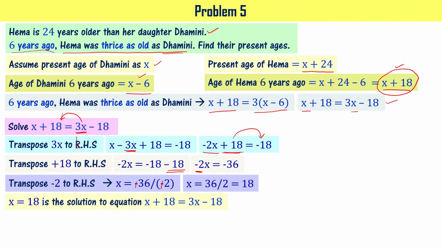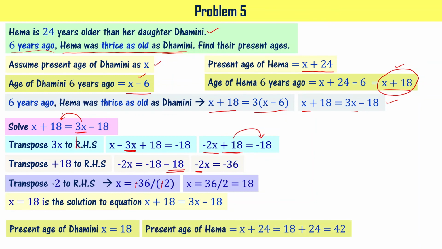And x equal to 18 is the solution to the given equation, that is x plus 18 equal to 3x minus 18, right? Now, since we know Damini's age, that is 18 years, we can find Hema's age, that is 18 plus 24, which is equal to 42 years, right? The present age of Damini is 18 years and the present age of Hema is 42 years.